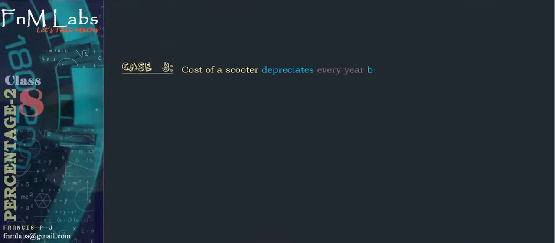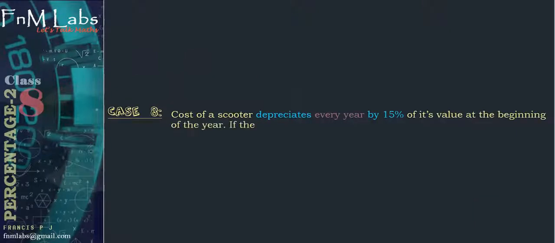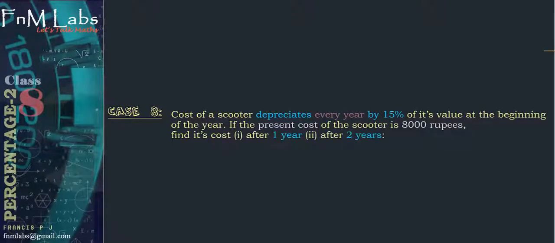Let's move to case 8. This is about depreciation of a scooter, and we need to find the depreciated amount. The cost of a scooter depreciates every year by 15% of its value at the beginning of the year.